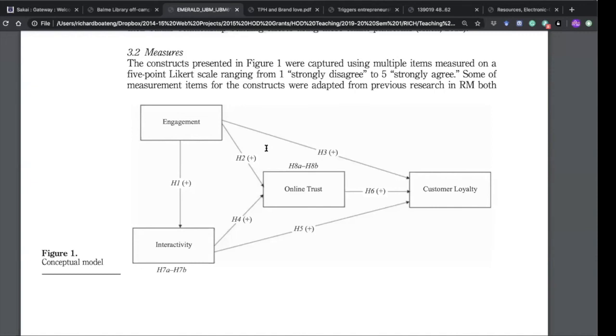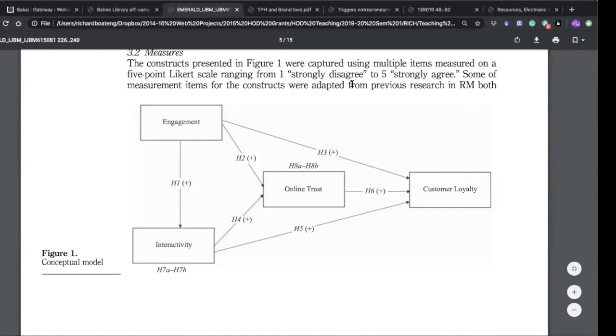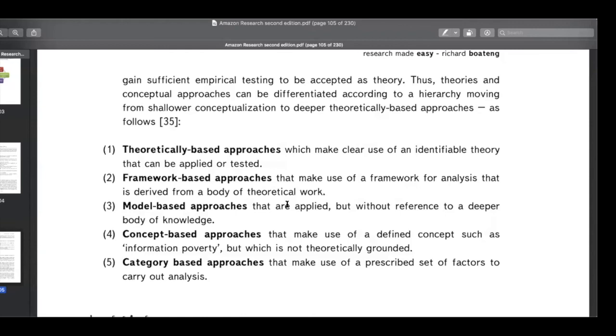Now, then you have the concept-based approach, the other one, the model-based approach. So I've got a model-based approach. These ones I use without a deeper body of knowledge. Now let me show you this one.